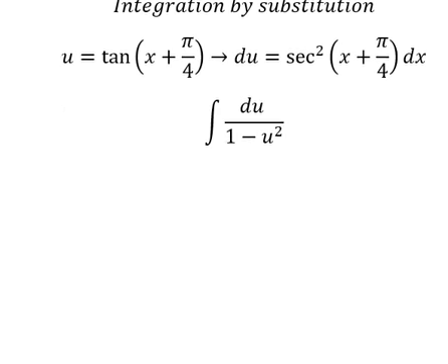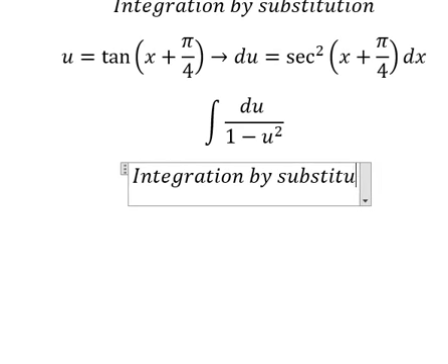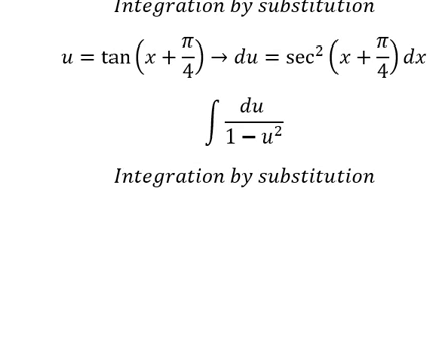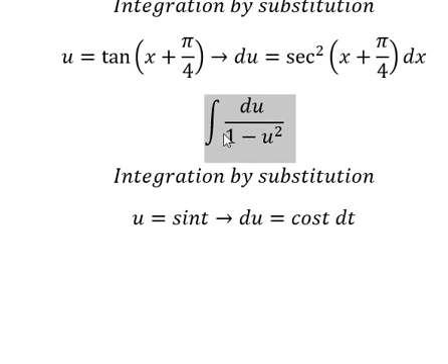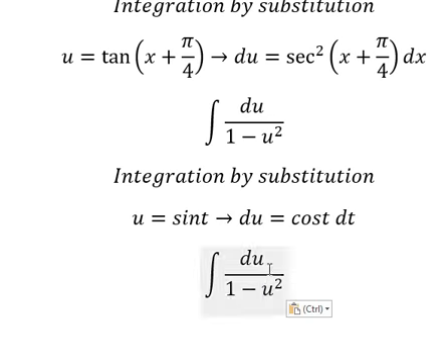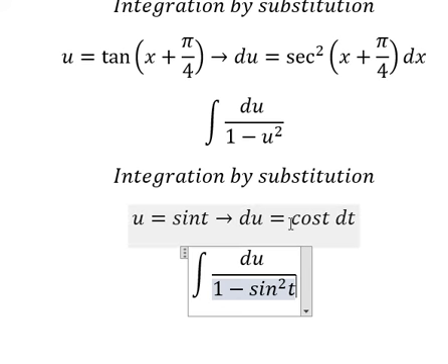Next, we need to use integration by substitution. So I will put u equals sin t. For du we have cosine t dt. So we put sin t here, and cosine t dt here.